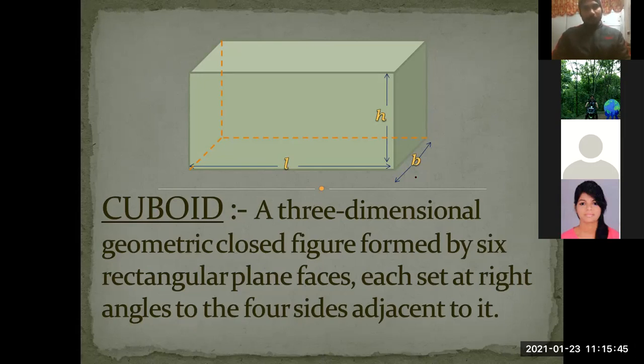Your room may be of a cuboidal shape because it has six rectangular faces, each set at a right angle to the four adjacent to it. That means each face adjoins another side at a right angle, that is, at 90 degrees.